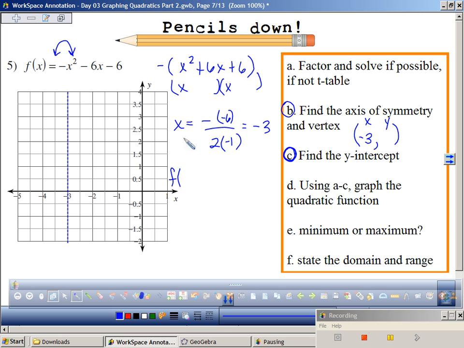All right, so f of x would be, I'm going to substitute in what? -3. So that becomes, got to be careful with my negatives here. It's an opposite of x squared. The x is -3 squared. -6 times -3. Lots of sign changes here, right? All right, so what should I find first with this?